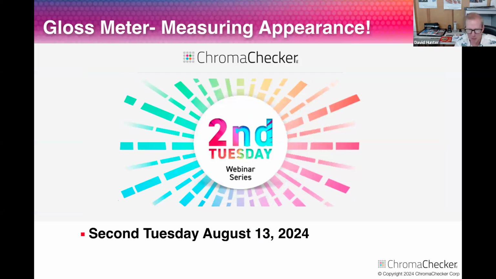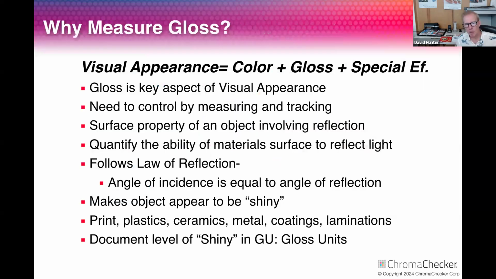So, gloss meter. Why measure gloss? Because when we talk about visual appearance, it's color and gloss and potential special effects, which can also have gloss related to them. So gloss is definitely a key aspect of visual appearance. We need to control it by measuring it and tracking it.